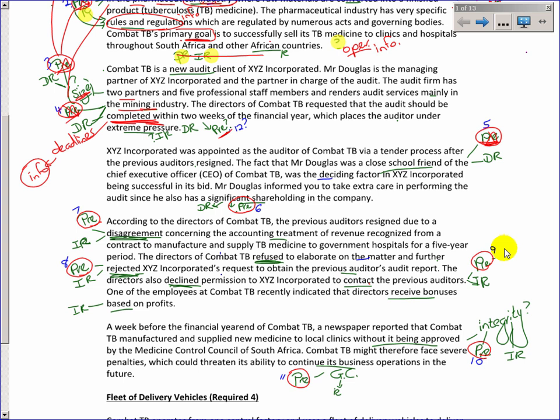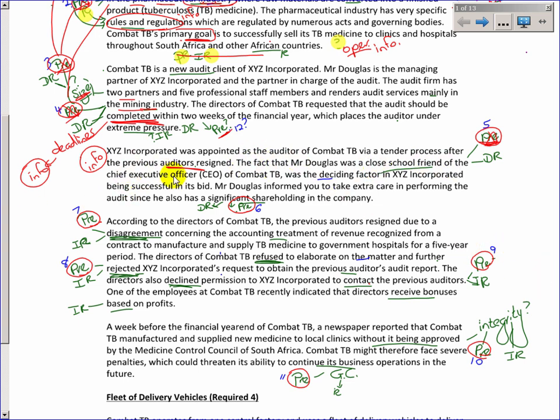XYZ was appointed as the auditor via a tender process after the previous auditors resigned. Information that may impact me or impact the entity and its environment: there's a possibility that information from the previous auditor would be important for me to identify and understand what's going on at the company or around the company.